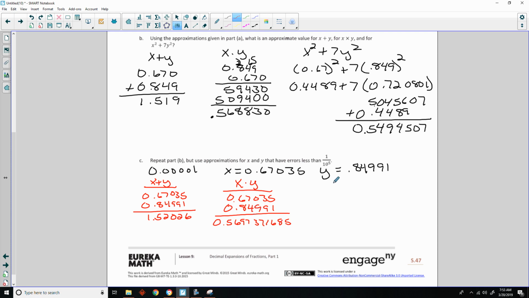Now we're going to take x squared, which is 0.67035 squared plus 0.84991 squared. Plug that into a calculator and we get 1.17179.